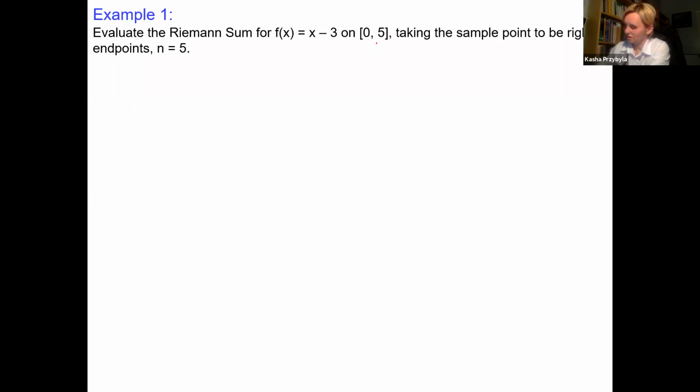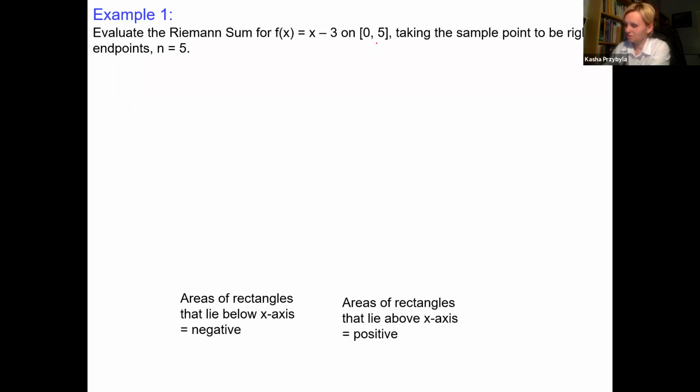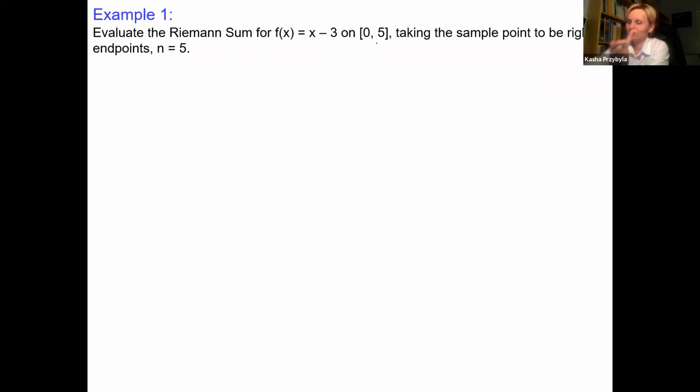How can I start? Let's compute delta x. That means delta x is b minus a over n. Of course, 5 minus 0 over 5, so delta x will be simply 1. We will go by 1.